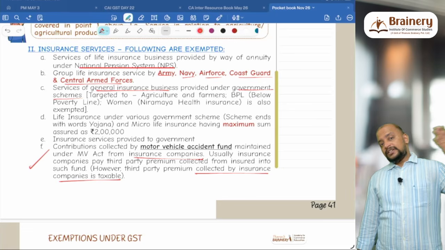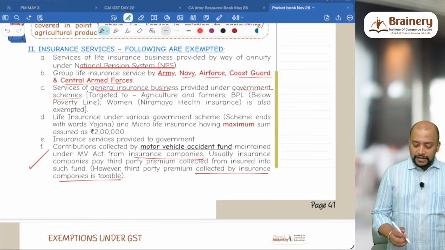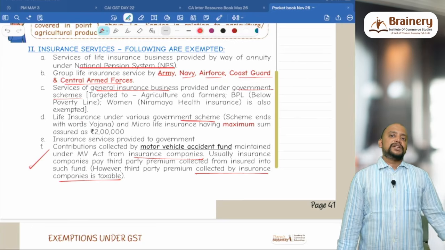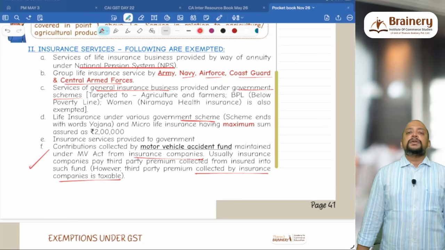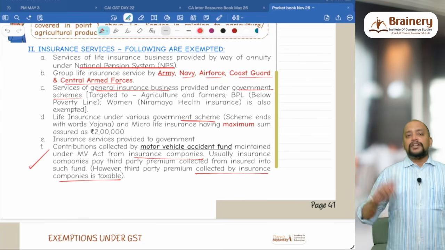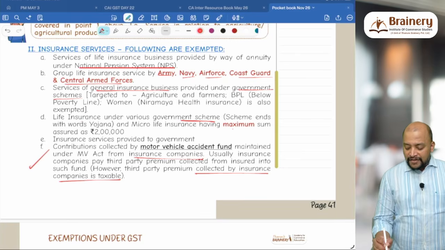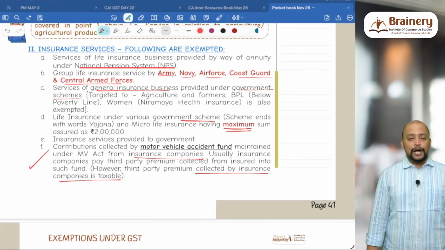Then in case of life insurance also we have something of this sort: life insurance under various government schemes. How do you know that it's a government scheme? Scheme ends with the word Yojana, Pradhana Mantri Bima Yojana, like that. And micro life insurance, but not all micro life insurance is exempted. Micro life insurance having a maximum sum assured of 2 lakh rupees.